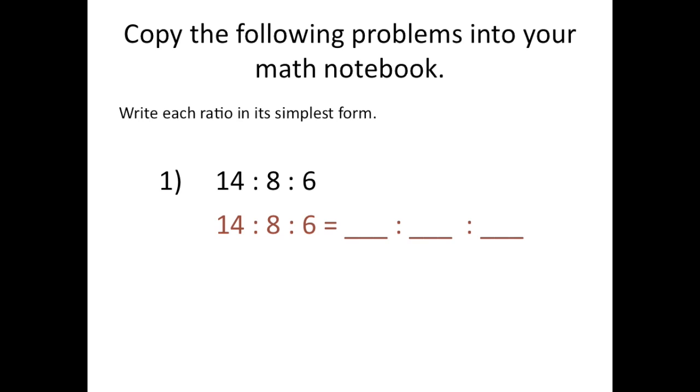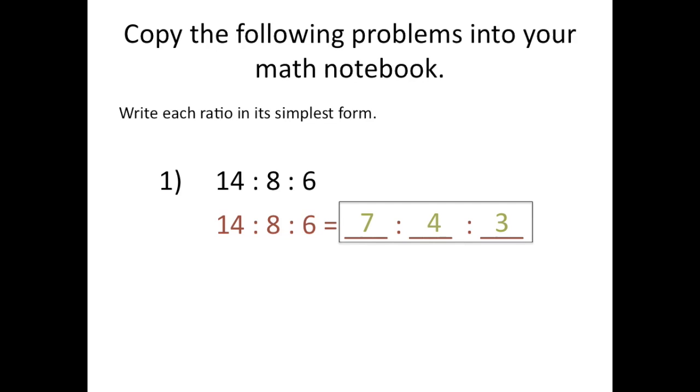Did you have time to find a common factor and divide? Well, if you looked closely, you would have seen that each one of these quantities can be divided by 2. So if we divide 14 by 2, we'd get 7. 8 divided by 2 is 4, and 6 divided by 2 is 3. So if we simplify it, we would get 7 to 4 to 3. If you didn't get that answer, look over your work and see where you maybe made an error. We can box that answer because that is 14 to 8 to 6 in simplest form.